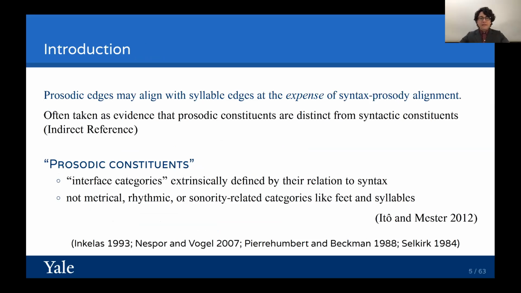Now, it's exactly these sorts of mismatches which are often taken as evidence that prosodic constituents are distinct from syntactic constituents in any kind of indirect reference theory of the syntax and prosody interface. And so just for clarity, whenever I talk about prosodic edges or prosodic constituents in this talk, I mean exactly those kinds of constituents which are extrinsically defined by their relation to syntax. Ito and Mester in a 2012 paper called these the interface categories. And so I won't be including metrical or rhythmic or sonority related categories in the term prosodic whenever I use this term.